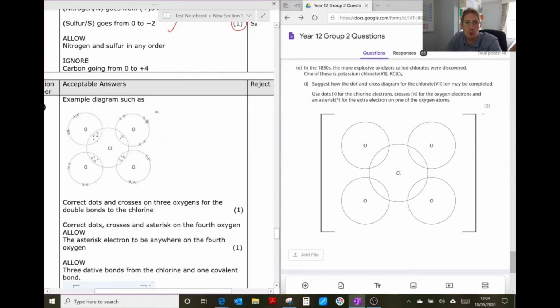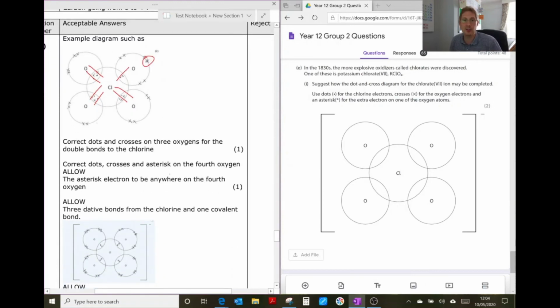But you can see that one method is you've got a double bond between each of these oxygens and each of these chlorine, a single bond here, and the extra electron. The number of you who did not read the bit where it says use an asterisk for the extra electron, number of people just missing marks because they're not reading questions carefully.